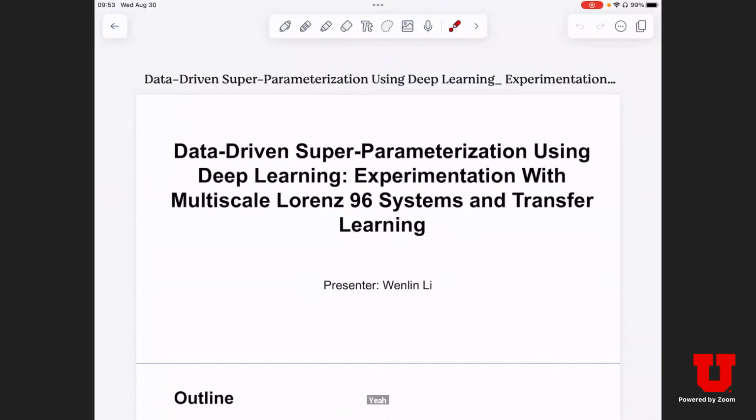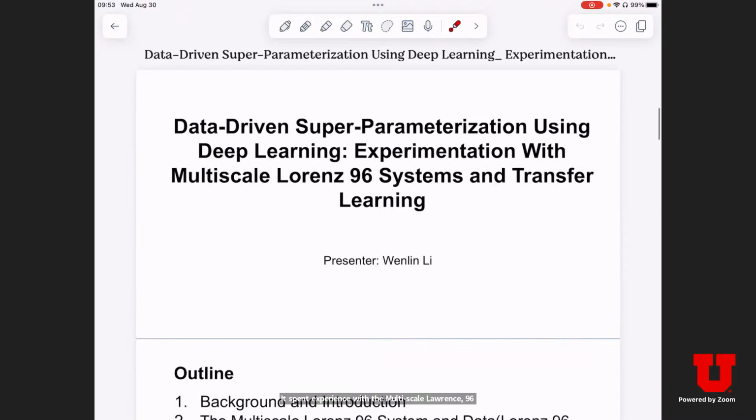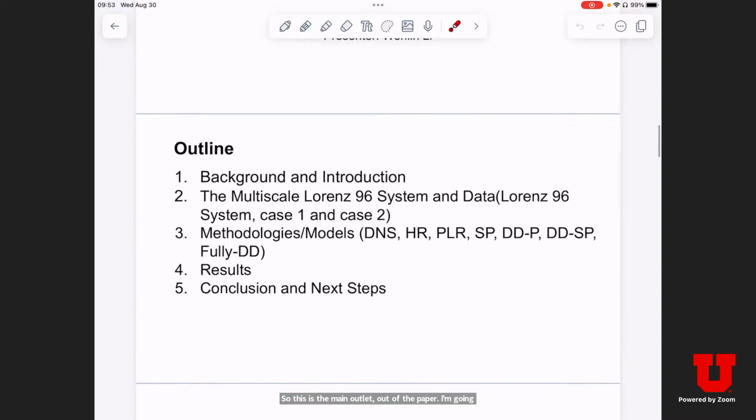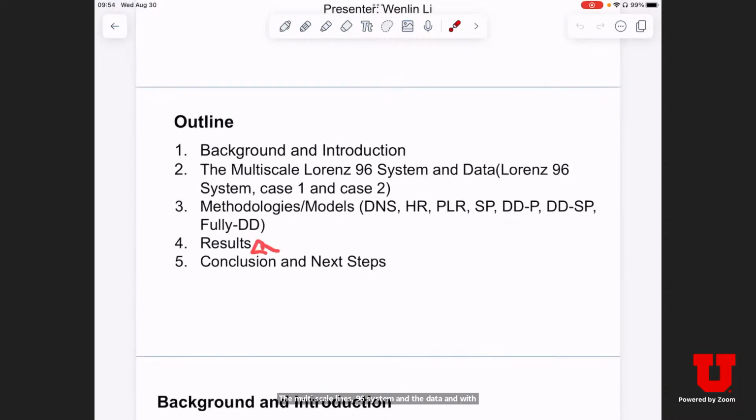So today, I'm going to present 2 papers. The first one is called data-driven super-parameterizations using deep learning: experimentations with the multi-scale Lorenz 96 system and transfer learning. So this is the main outline of the paper. I'm going to talk about the background and introductions, the multi-scale Lorenz 96 system and the data, the methodology and model, the results, and lastly, the conclusion and next steps.